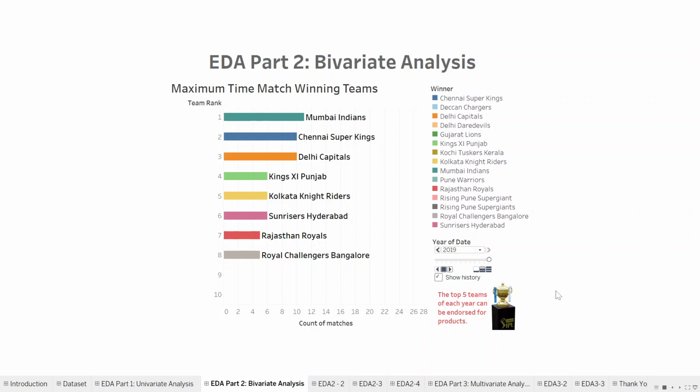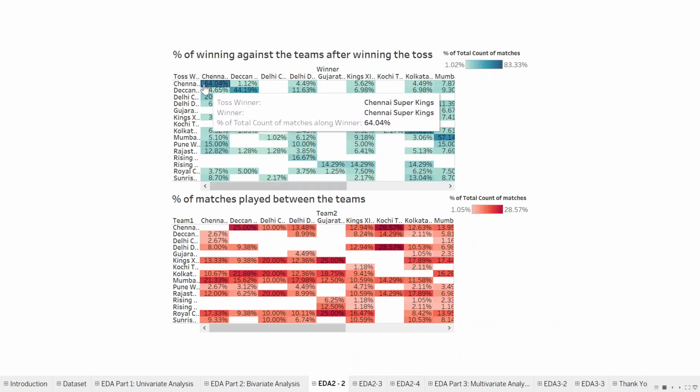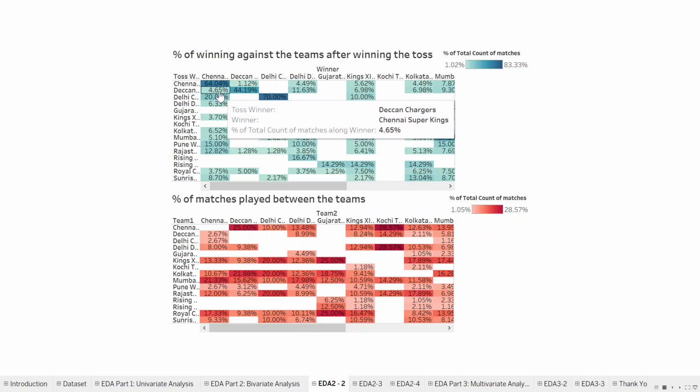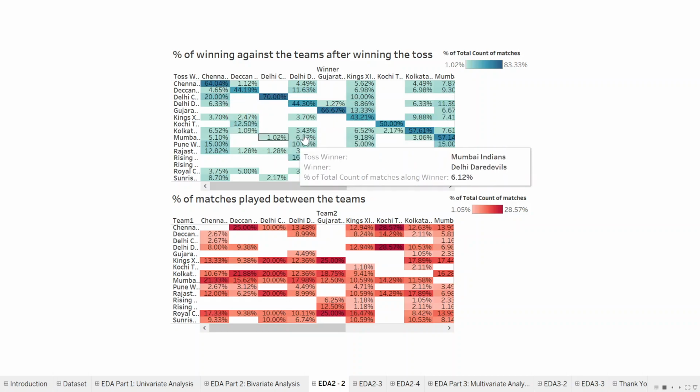And coming to the next part, we see the percentage of winning against the team after winning the toss. So here I have generated a heat map which shows what is the percentage of winning if a team has won the toss. So for example, if I have to compare the Deccan Chargers with Chennai Super Kings, if Deccan Chargers has won the toss, then its chance of winning against Chennai Super Kings is just 4.65%. So that's the first analysis.